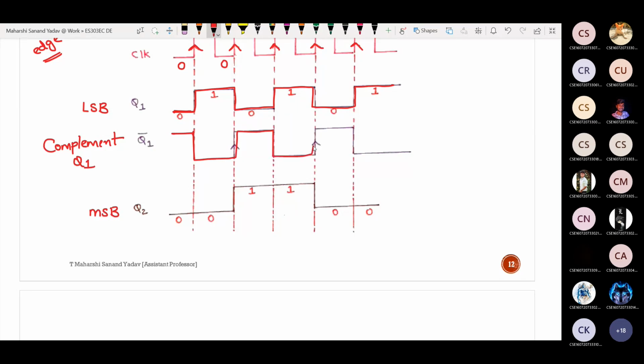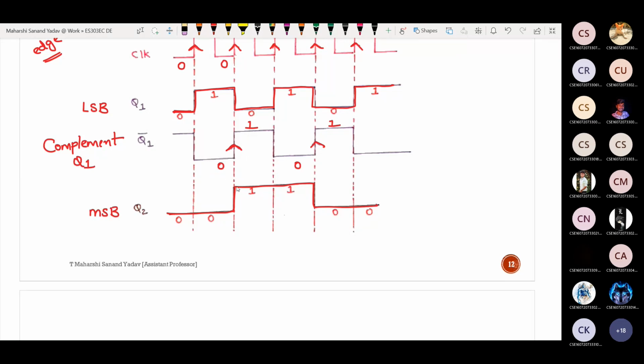Now what is acting as a clock? Q1 bar is acting as a clock and it is positive edge triggered. So positive edge trigger means put an arrow when it is going from 0 to 1. Next, Q2 I want. Previously I'm assuming a value of 0. Whenever there is a positive edge trigger, this changes to 1. Okay, and constant, and again it changes from 1 to 0.